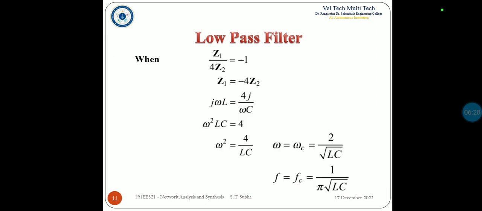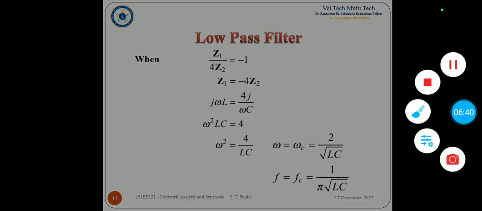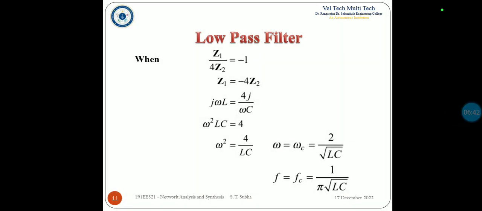Using the second condition, that is Z1 by 4Z2 equal to minus 1, we can obtain omega square is equal to 4 by LC, which in turn omega c will be equal to 2 by square root of LC, which in turn cutoff frequency will be equal to 1 by pi square root of LC. Thus, cutoff frequency for a low pass filter will be 1 by pi into square root of L into C. L is nothing but value of the inductor and C is nothing but value of the capacitor.